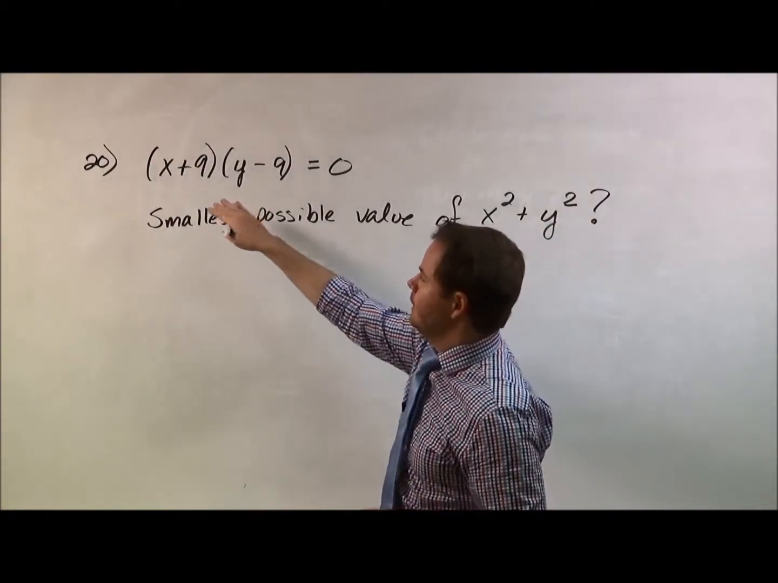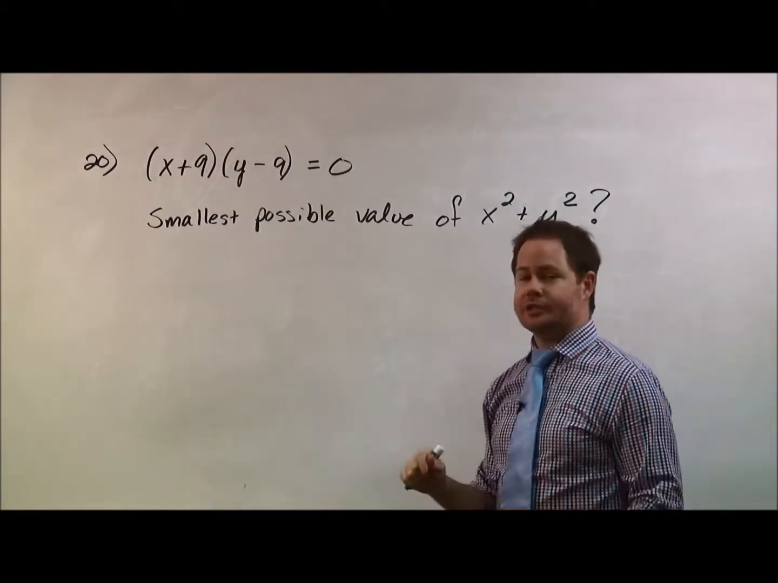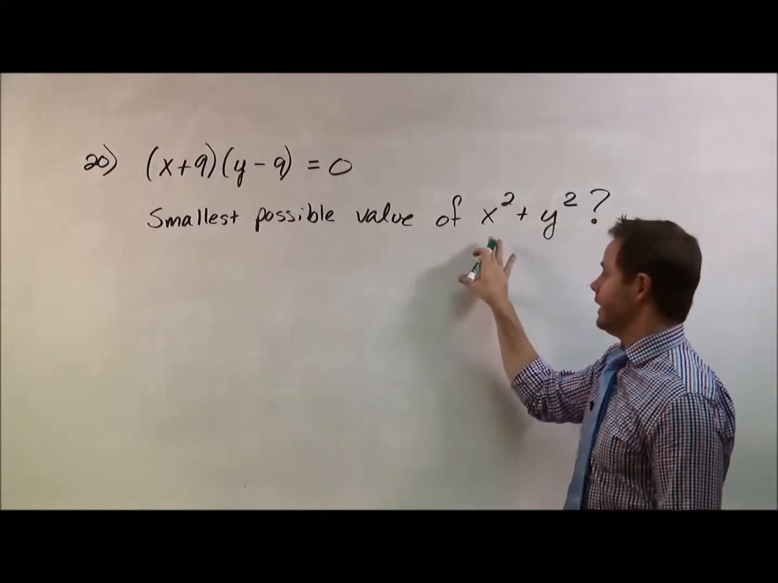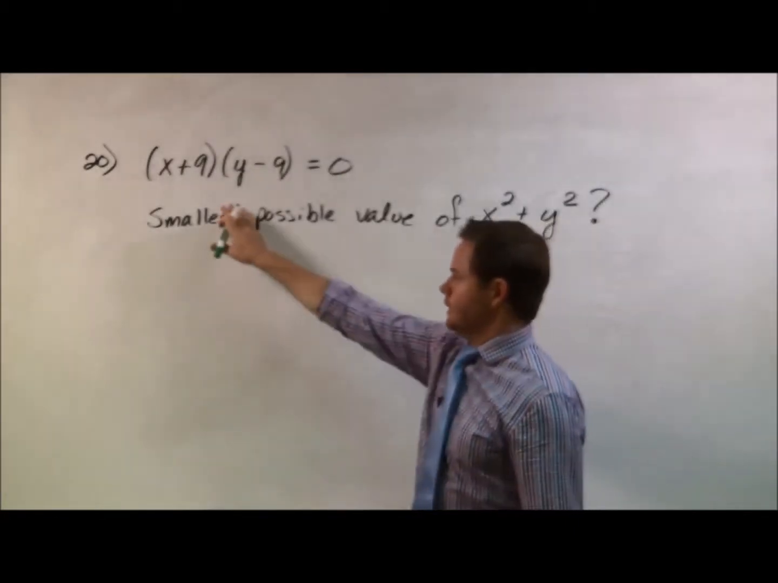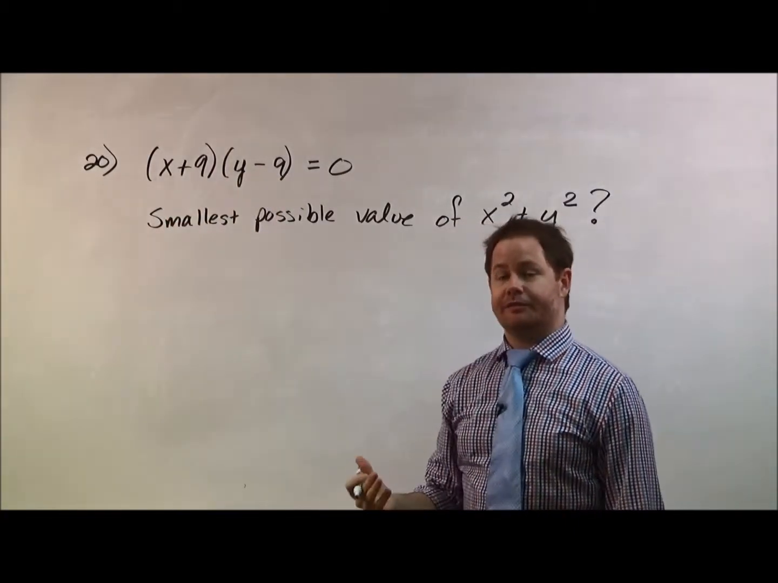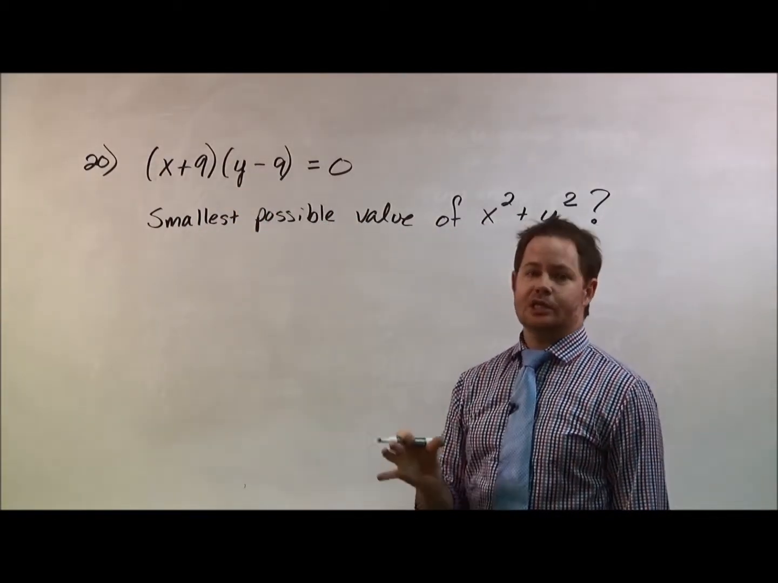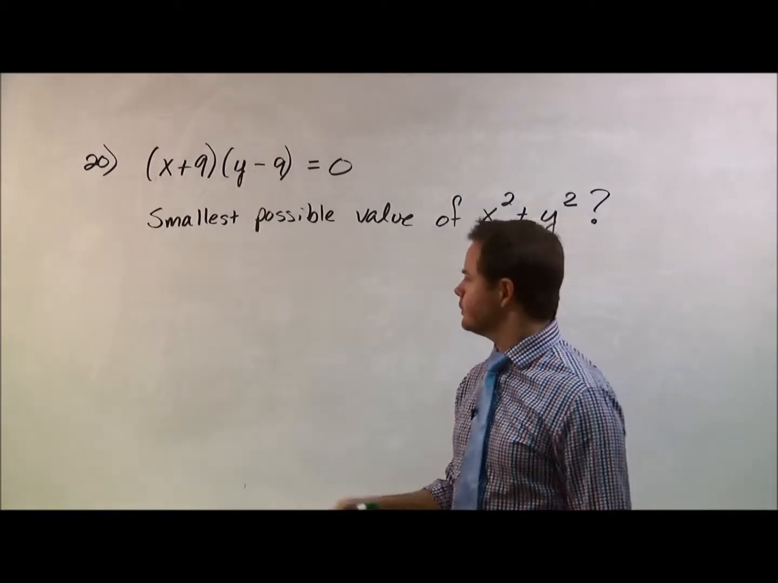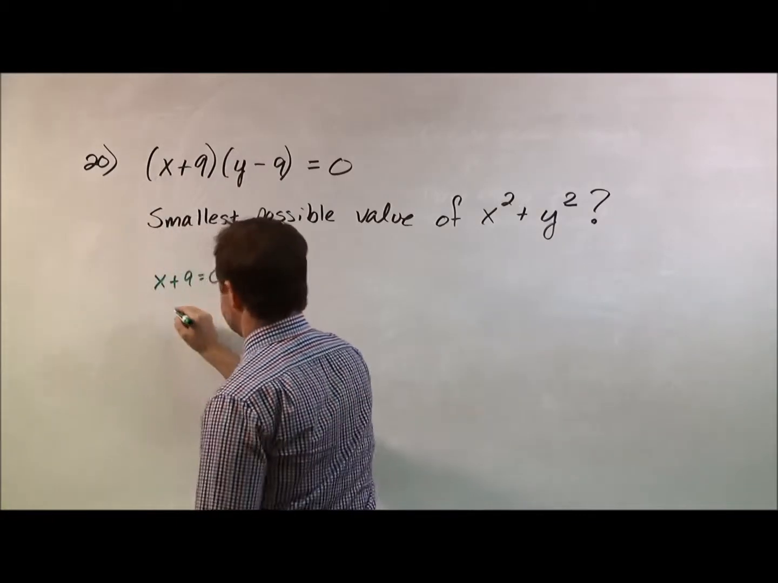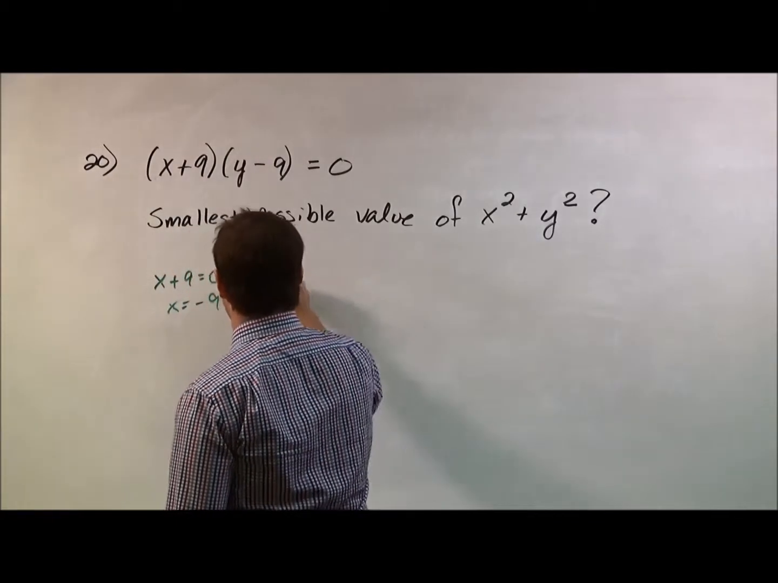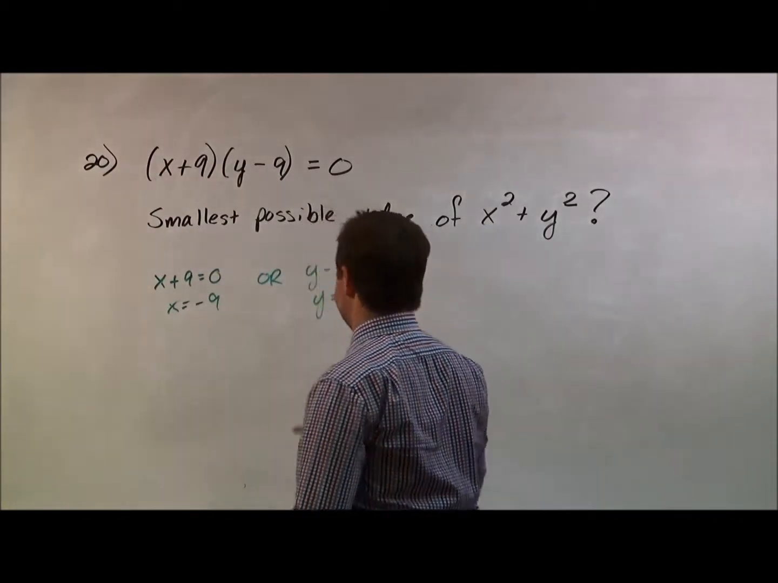So they give us this equation, (x + 9)(y - 9) = 0. And the question is asking us to find the smallest possible value of x squared plus y squared. Okay, so first let's start here. If you have something that has already been factored out, which this has, and it's equal to 0, that means we want to set each individual factor equal to 0. So we have x + 9 = 0, which means that x would equal negative 9. Or we have y - 9 = 0, which means that y would equal 9.